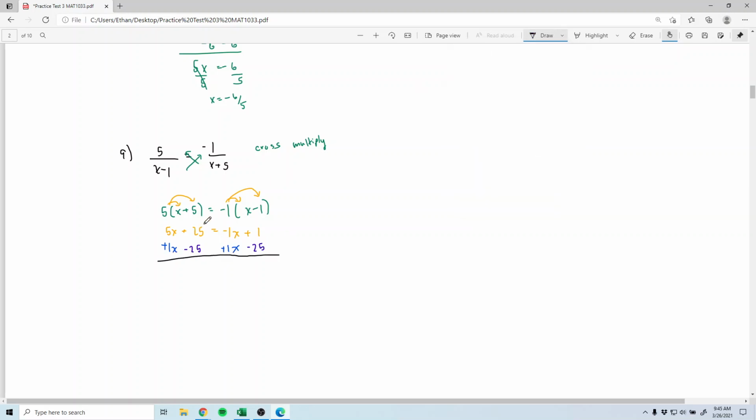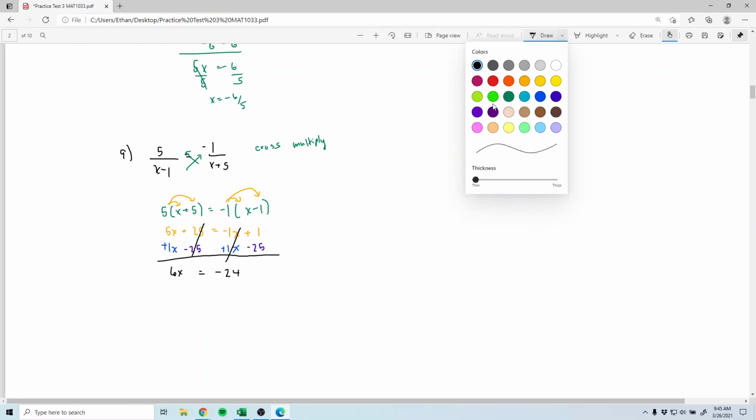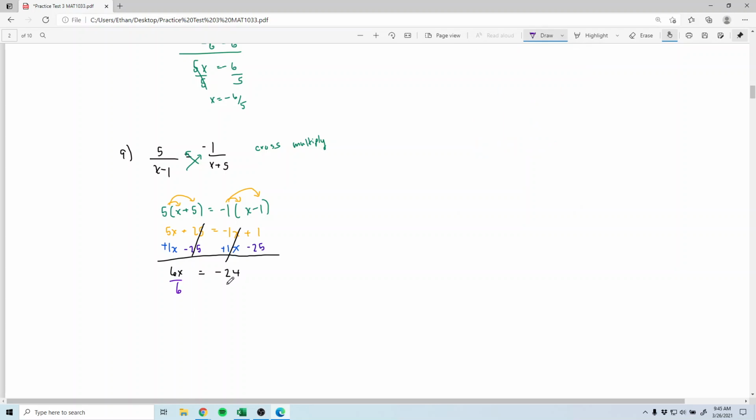And what do we have here? The 25's go away, the 1x's go away. 5x plus 1x is 6x equals, 25's are gone, 1 minus 25 is negative 24. And to finish up, to solve for x, we divide each side by 6. And we get x equals negative 24 over 6 is just negative 4.